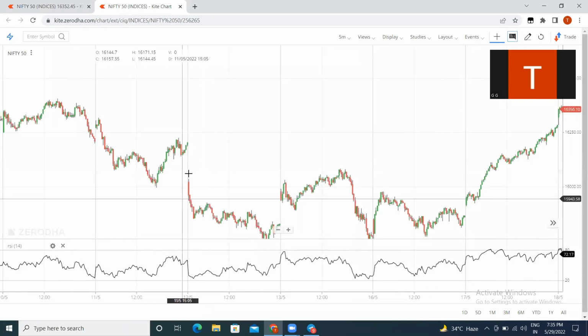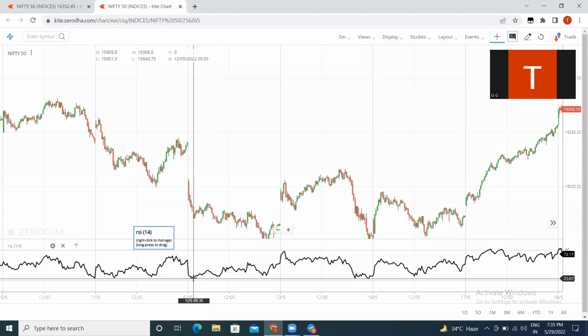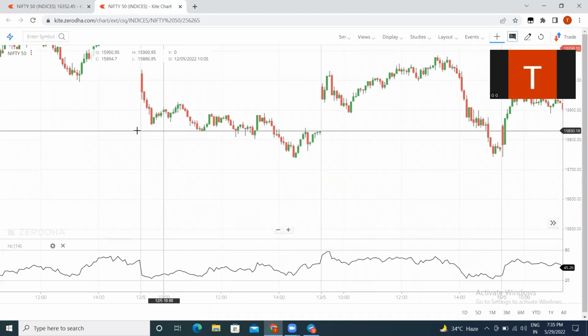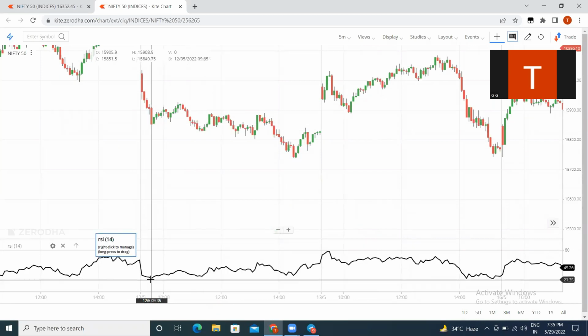Yeah, again see 12th May, it gapped down. Okay, RSI made a low here. See, it was very simple. RSI made a low here.